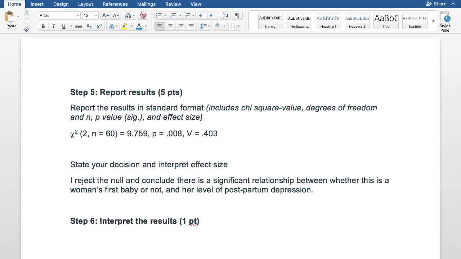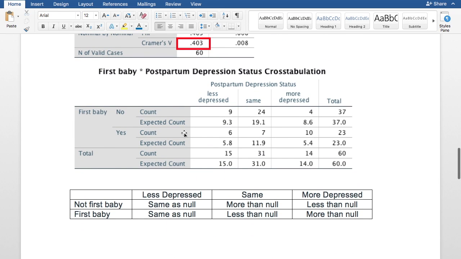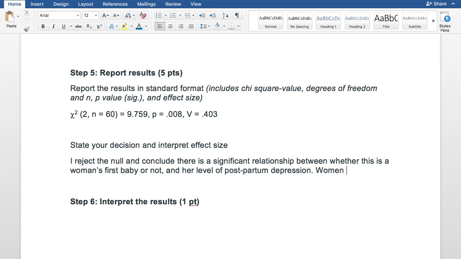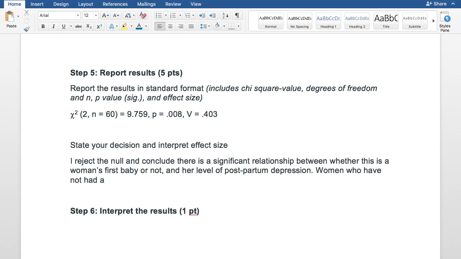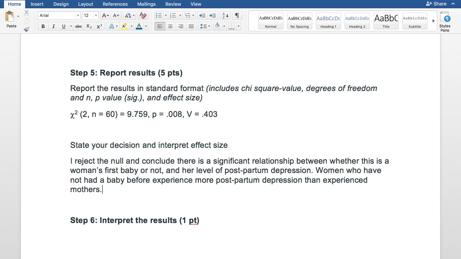Now we need to turn to that cross-tabulation to talk about where those differences lie. So thinking back to when we set up this matrix and interpreted that, remember that we concluded that women who were having their first baby or had just had their first baby were experiencing more depression. So I said, women who have not had a baby before experience more postpartum depression than experienced mothers. The last thing that remains is that we need to interpret our effect size, Cramer's V.